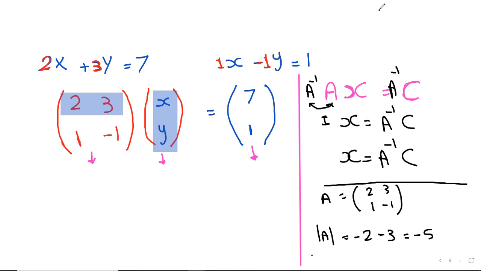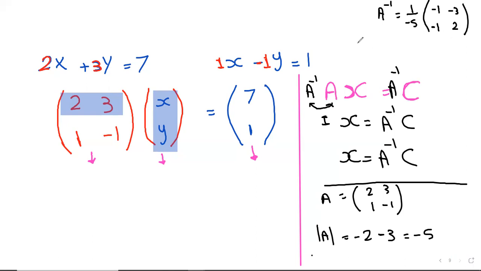A to the power of negative 1. We can write it here in this area because we don't have much room here. A to the power of negative 1, it's 1 over negative 5. And then exchange 2 and negative 1, it's negative 1 and 2. And change the sign here, 3, negative 3, and here it's negative 1.